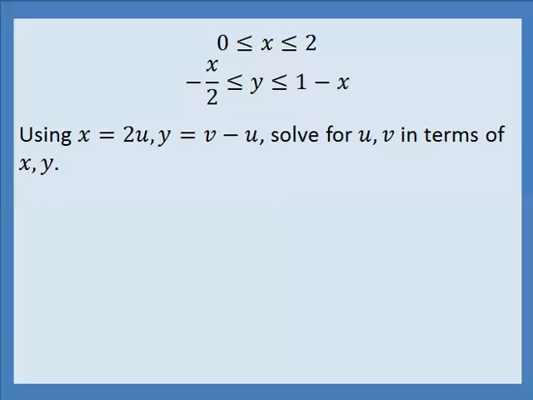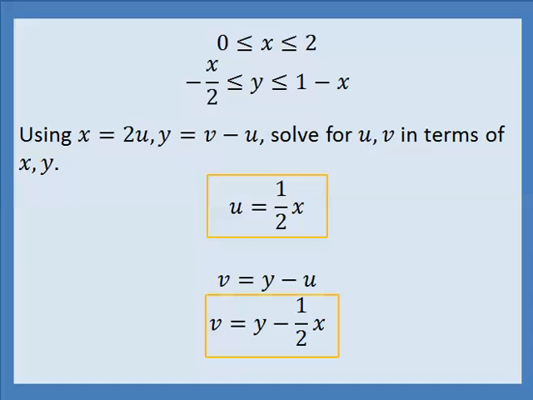Next thing we want to do is solve for u and v in terms of x and y. The first piece is easy. U equals 1/2 x. Next one isn't so bad. Solve for v. V equals y minus u. And now substitute in what we found out for u, and we have v equals y minus 1/2 x.